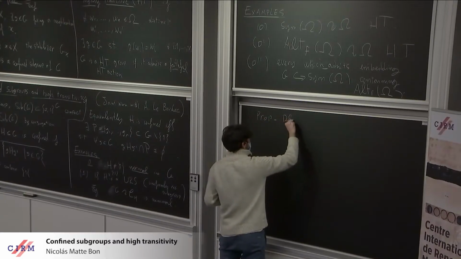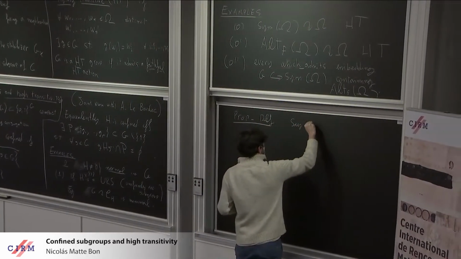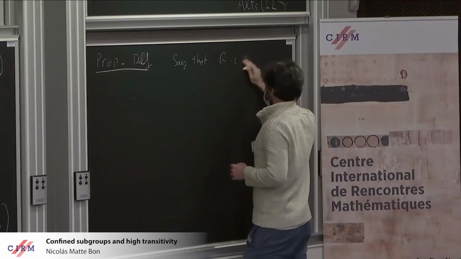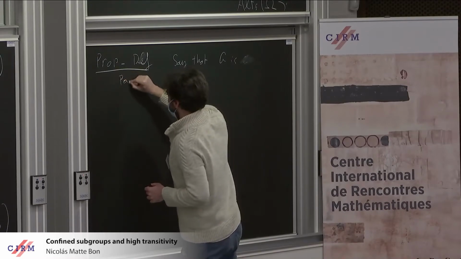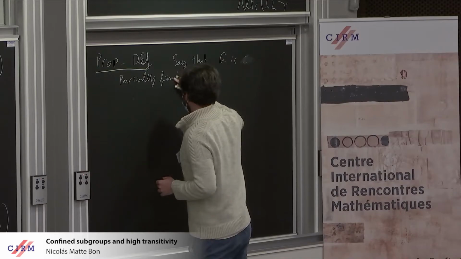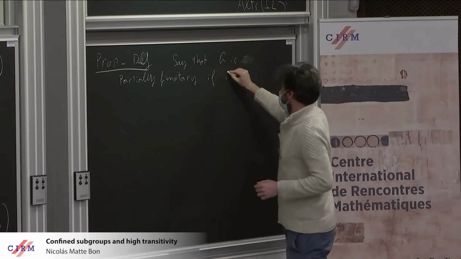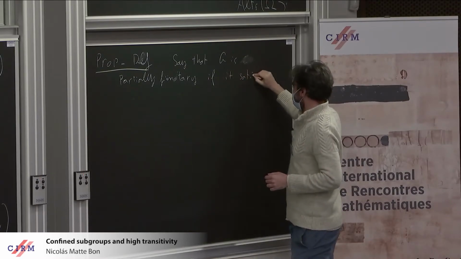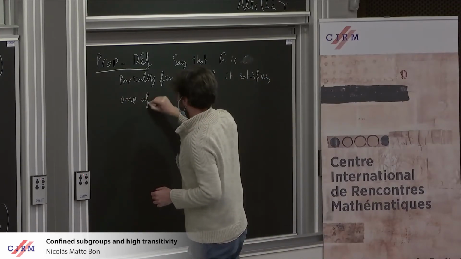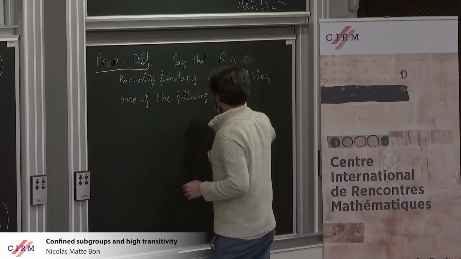We say that G is partially finitary if it satisfies one of the following equivalent conditions.